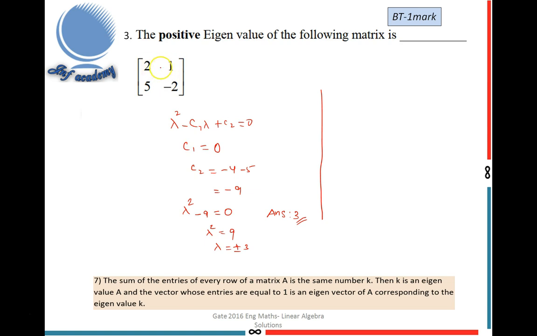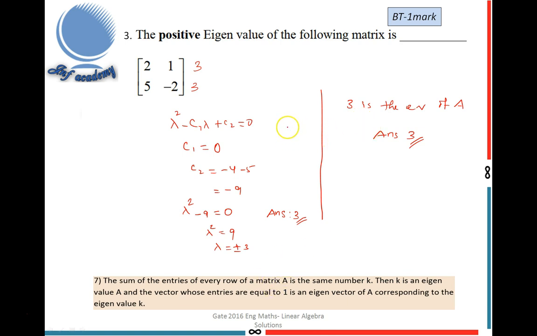Adding these two first row elements, we can get 3, and second row elements we can also get 3. So by using that property, you can immediately say 3 is one of the eigenvalues of A. And 3 is positive. So you can say 3 is one of the positive eigenvalues of the matrix A. Answer is 3. This is another way by using that property.